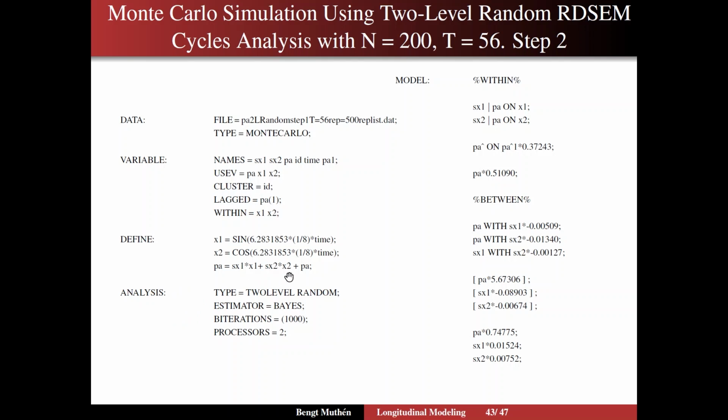So then you do a 2-level random run. And here now you have a more substantial number of base iterations. And then we have the model here. So here now you specify random slopes for PA on X1 and PA on X2. We use the same name as in the data set here, but these are not the read in variables. These are coefficients, random coefficients that the analysis are going to determine.